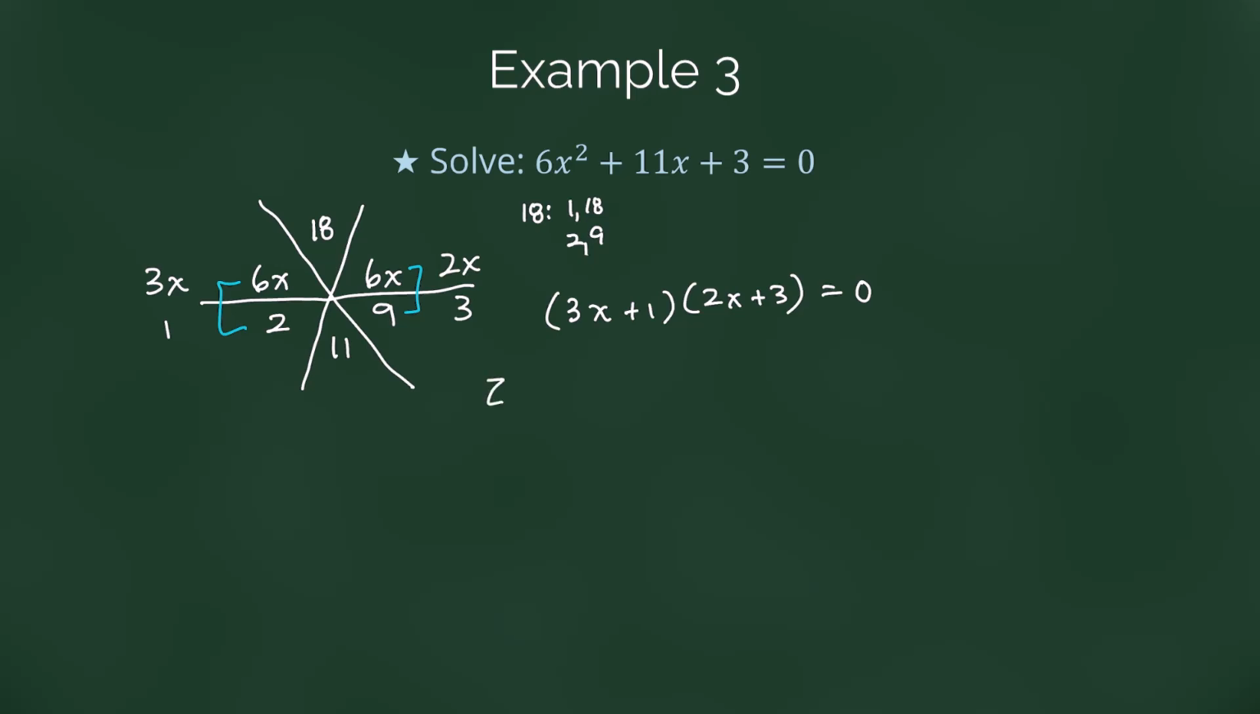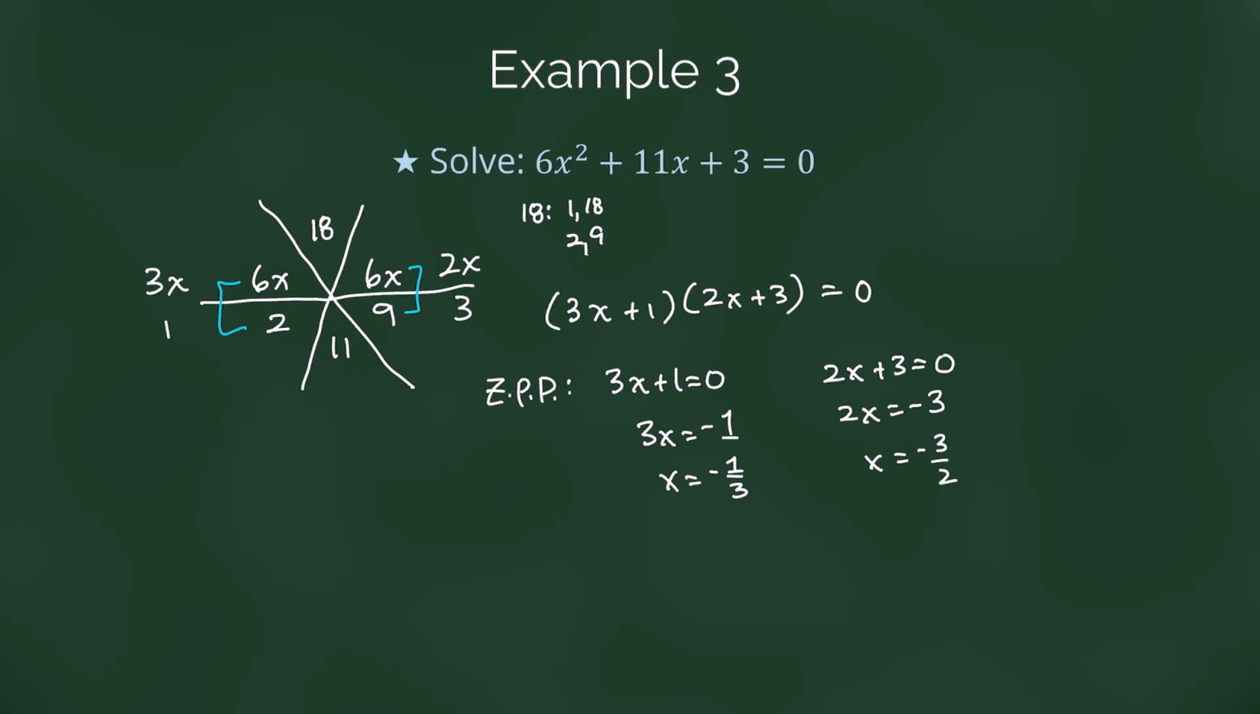By the zero product property, that tells us that 3x plus 1 is 0, or 2x plus 3 is 0. We'll use our linear equation tools to solve these. So we subtract 1 from both sides on the left. We get 3x is negative 1, so x is negative 1/3. And over here we subtract 3, we get 2x is negative 3, so x is negative 3 halves. We'll check again.